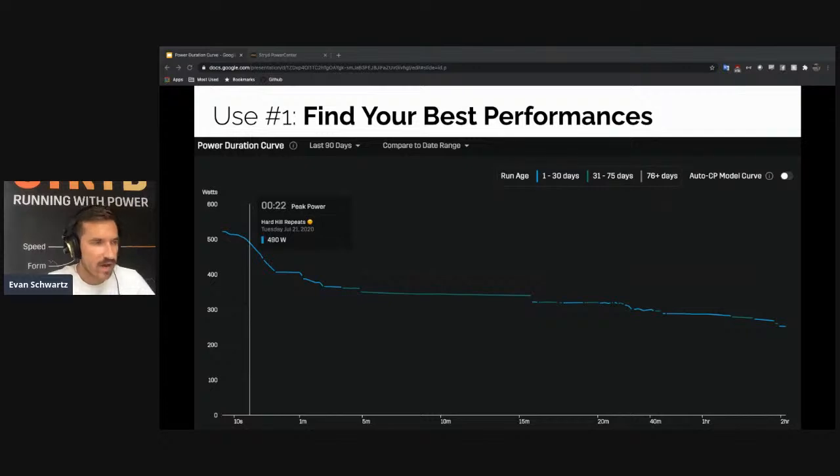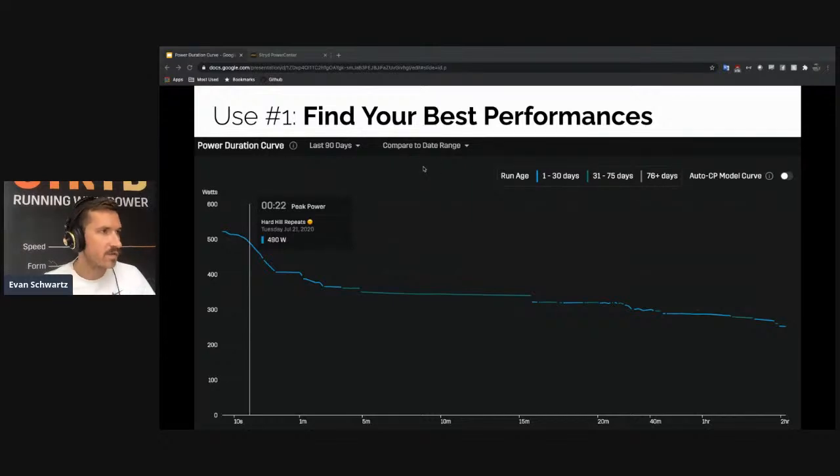I took a screenshot of a highlight of my hill repeats. Typically for the shorter duration, we'll be able to output a little bit higher power if we're running up a harder incline, if we're putting out a good effort. So hard hill repeats are typically my best bet for pushing up that left side of the power duration curve.